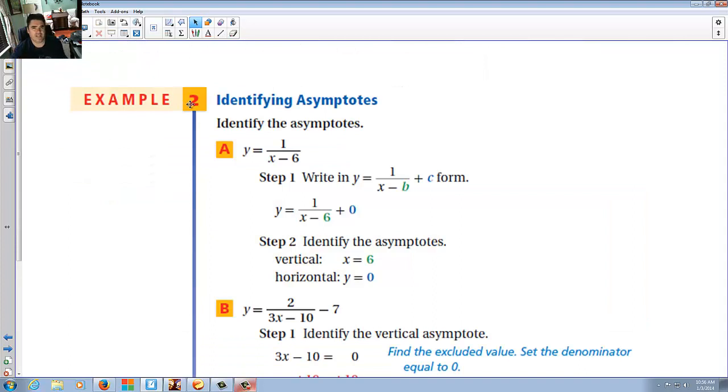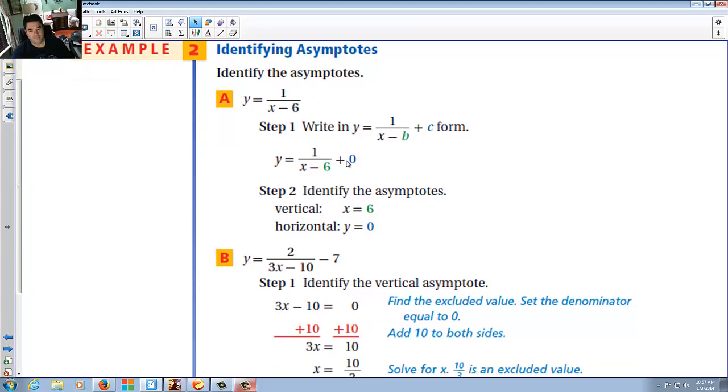Example, identify the asymptotes. So first of all, I see that x minus 6 here. What's the opposite of minus 6? Plus 6. So that's going to be my vertical asymptote, plus 6. Since there's no number after, my horizontal asymptote is y equals 0.